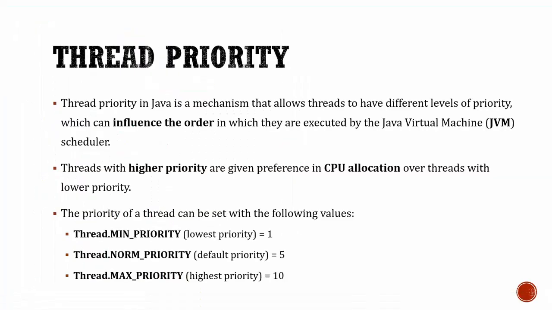Now next comes the thread priority. You can even set some priority for the thread, right? So thread priority is a mechanism that allows threads to have different levels of priority, which can influence the order in which the threads are executed by the JVM. So we have some constants defined inside the Thread class.